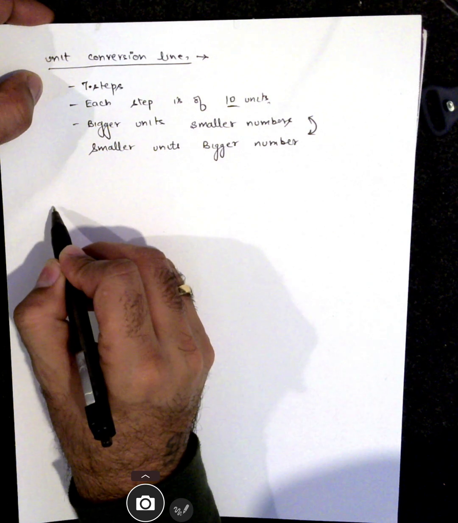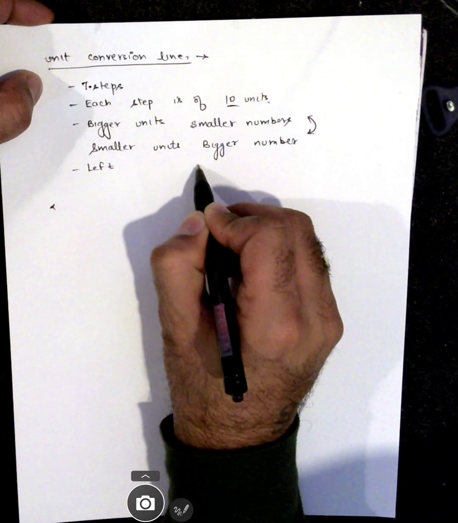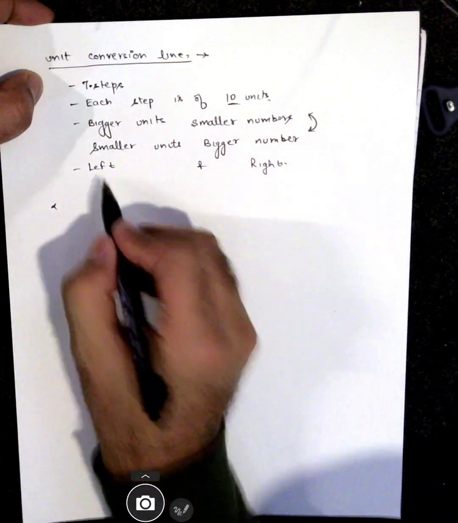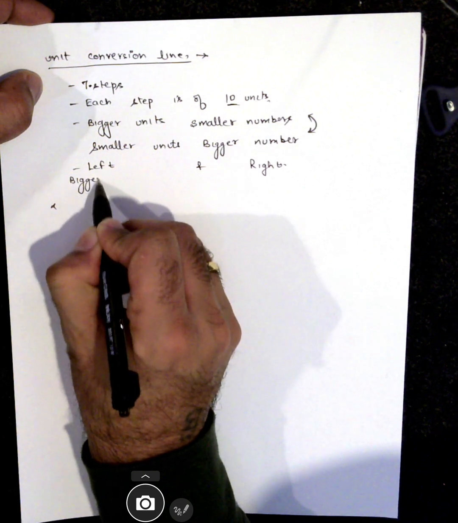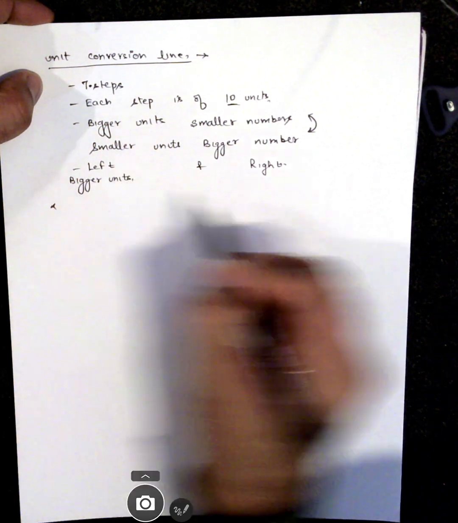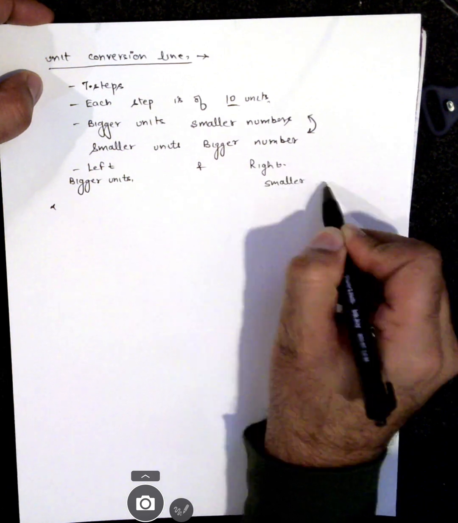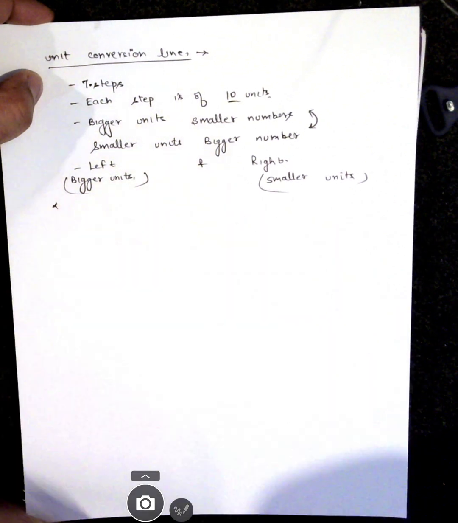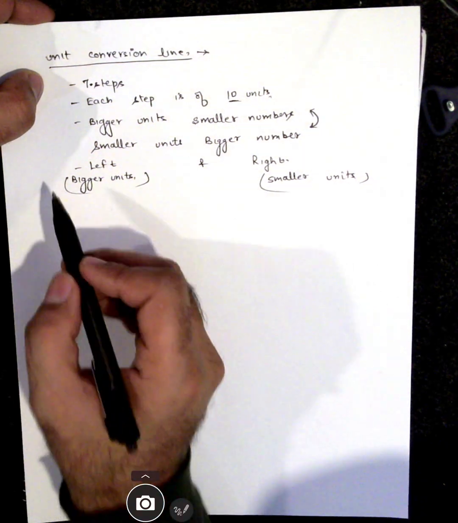Now, I'm going to write two sides, left and right. On the left side, we will have bigger units, and on the right side, we're gonna have smaller units. So two sides, left side and right side, left side we will have bigger units, right side we're gonna have smaller units.